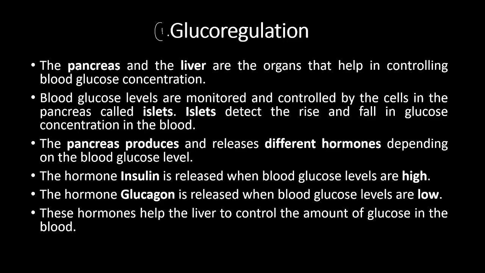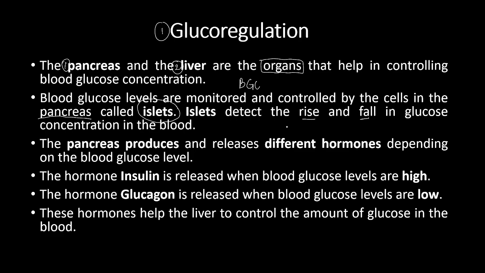Then there's the first thing, glucoregulation, that we'll look at. In glucoregulation, we have two main organs that help in controlling the BGC, blood glucose concentration. The first one is our pancreas, and the second one is our liver. The blood glucose levels are monitored and controlled by cells in the pancreas called islets. So these islet cells are scattered all across the pancreas and detect the rise and fall in blood glucose concentration or BGC. Okay, don't go and write BGC in your exams. I'm just saying it so that I don't have to repeat blood glucose concentration 1,000 times.